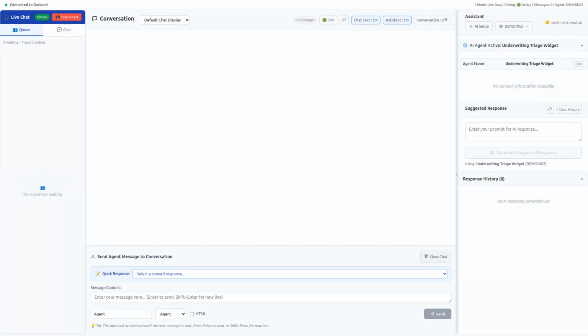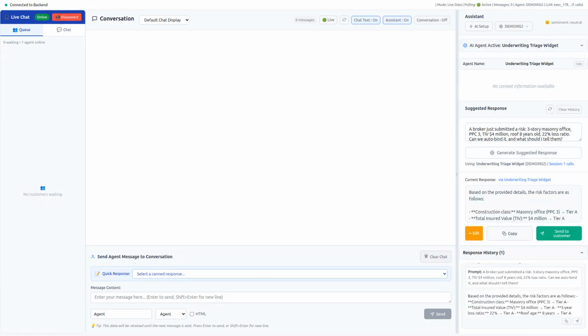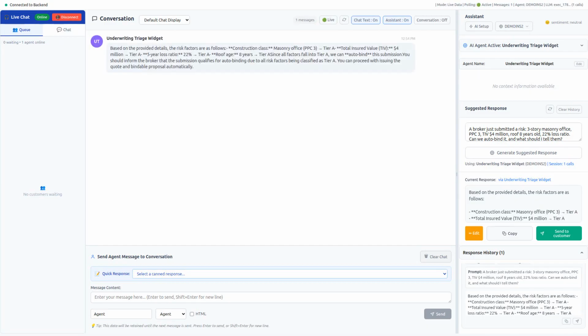But most underwriting desks keep a person in the loop, so the second way is Chat Assist, our live agent co-pilot. Here an underwriter is working a live conversation. When a submission comes in, they hand it to the assistant, which is running the very same agent, and it drafts a grounded recommendation, the risk tier, the routing, and the reasoning, straight from the manual. The underwriter reviews it, edits if they'd like, and sends it to the customer. The AI does the lookup and the first draft. The human keeps the judgment and the final word.